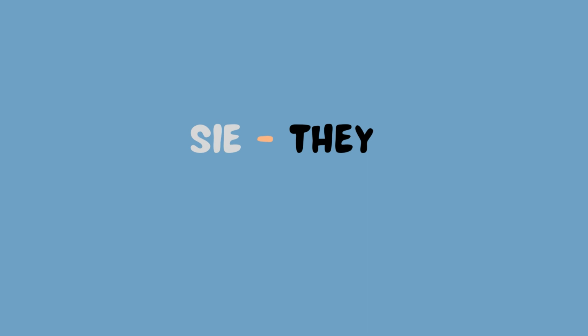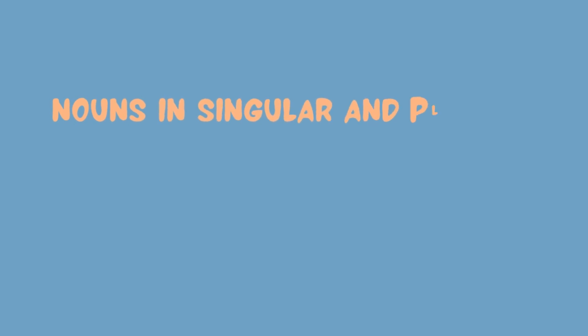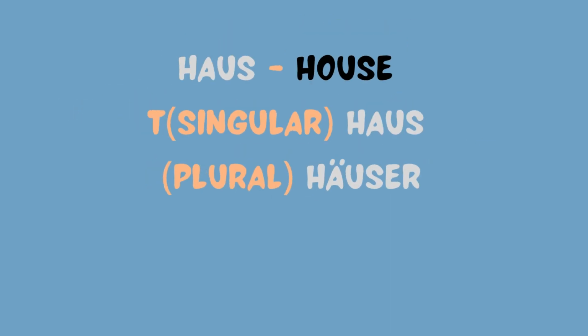Personal pronouns can also appear in different cases, such as nominative, accusative, and dative. In this lesson, we'll focus on the nominative forms. Nouns in singular and plural. Now, we will also look at noun substantives and how they are used in singular and plural forms.